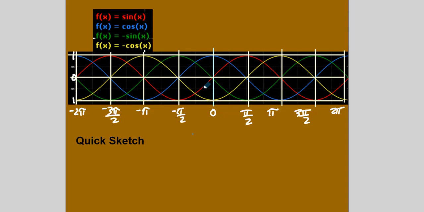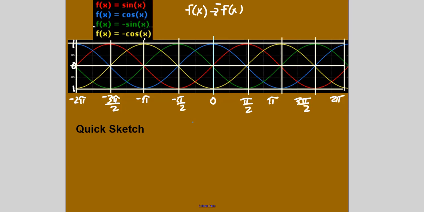So up here I have now graphs of sine x in red, blue is cosine x, green is negative sine x, and yellow is negative cosine x. Remember, if you go from f of x to negative f of x, that's a reflection over the x-axis. That's why sine here is red and green is negative sine, because we flipped the sine function over the x-axis. And the same thing for cosine. Cosine x is blue, yellow is negative cosine x.